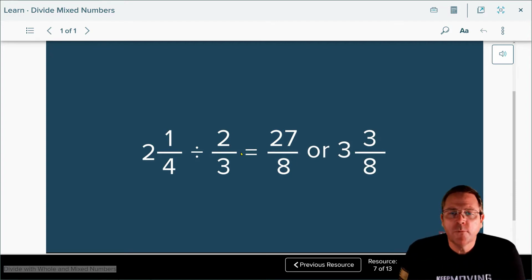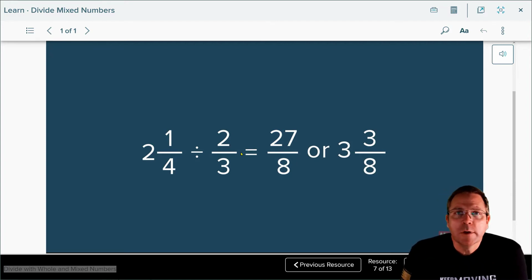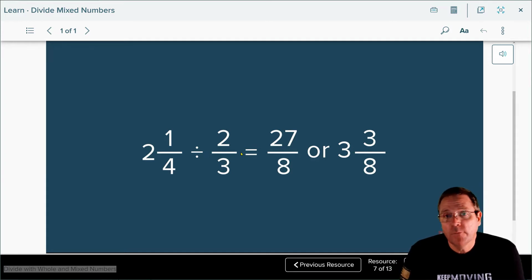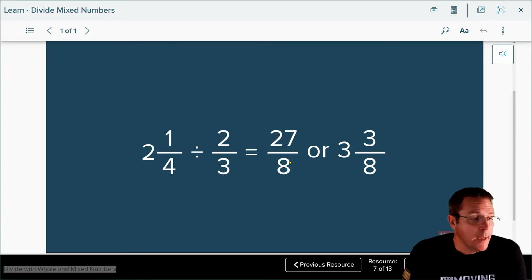Now, as I've said before in other videos, you always got to simplify it, and you got to change any improper fractions back to mixed numbers. On your final test at the end of the year, if you don't do that, it's going to be counted against you. On your test at the end of the chapter, if you don't do that, I'm going to count it against you. We always simplify our fractions, and we always change any improper fractions back into mixed numbers.